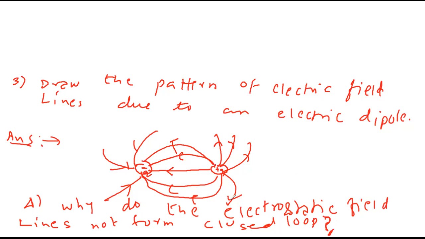Fourth question: why do electrostatic field lines not form closed loops?